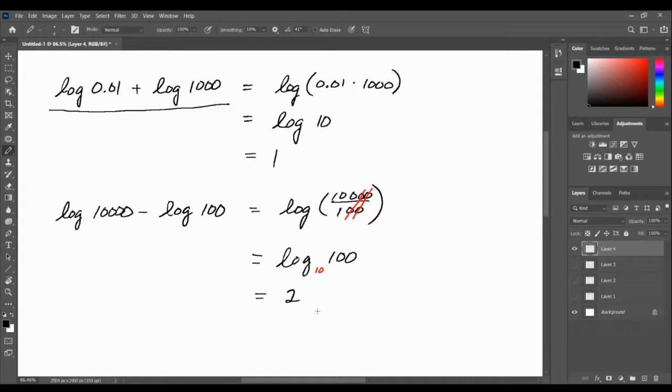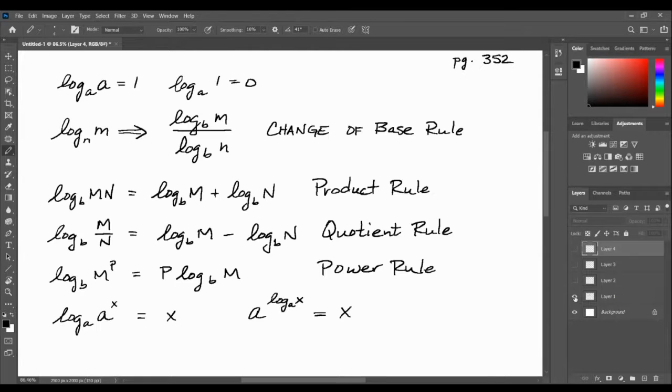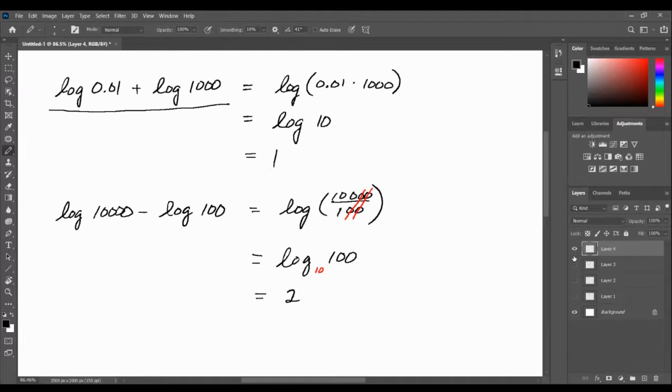All right, we've been talking about the properties of logarithms, Phil. And the first thing I shared was the list of properties that is found on page 352 in the book. And now we're just practicing those. So different ways to play around with logarithms.